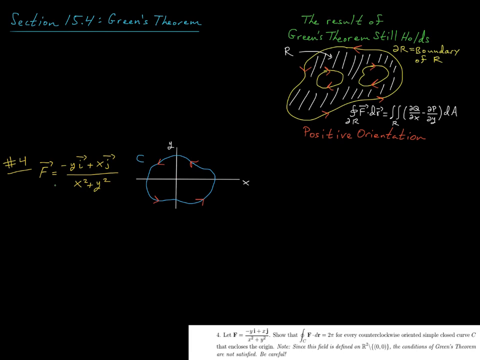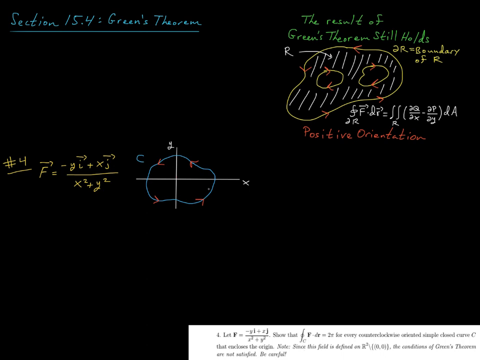All right, let's look at question 4. It says, let F be the vector field (-y i + x j) over (x squared plus y squared). Our job is to show that the line integral of this vector field F over any simple closed curve C that encloses the origin and is given a counterclockwise orientation is equal to 2 pi.